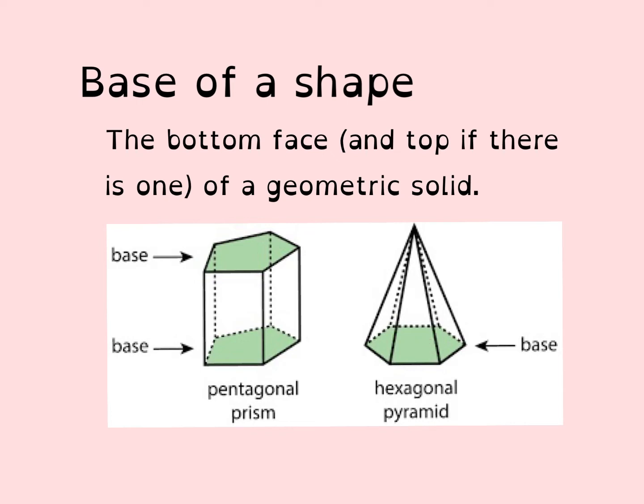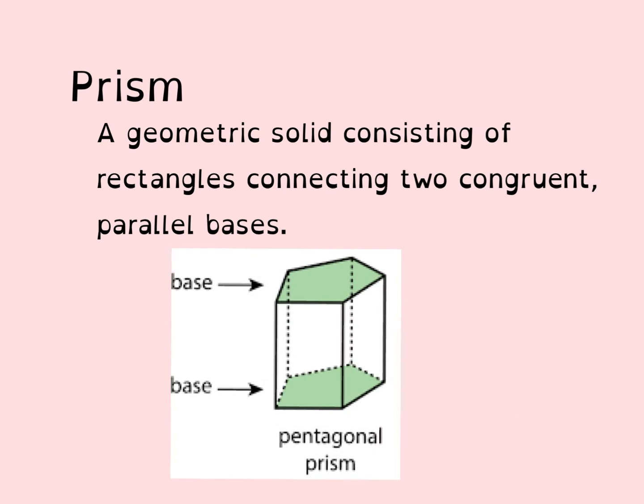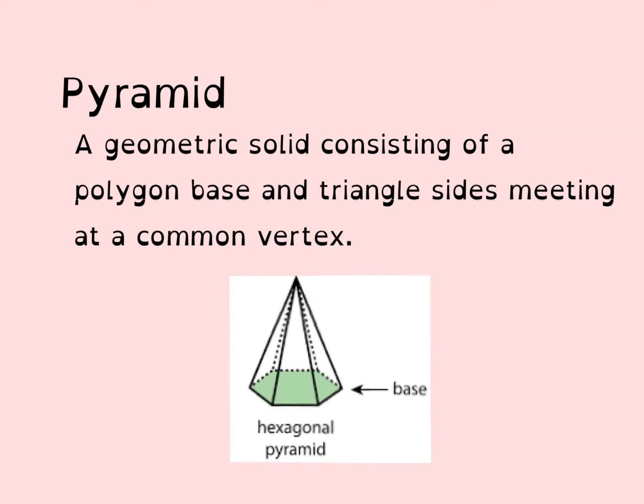It's important to notice how many bases there are in a shape so we can identify whether the shape is a prism or a pyramid. A prism is a geometric solid consisting of rectangles connecting two congruent parallel bases. Again, the green sides are our bases. A pyramid is a geometric solid consisting of a polygon base and triangle sides meeting at a common vertex.